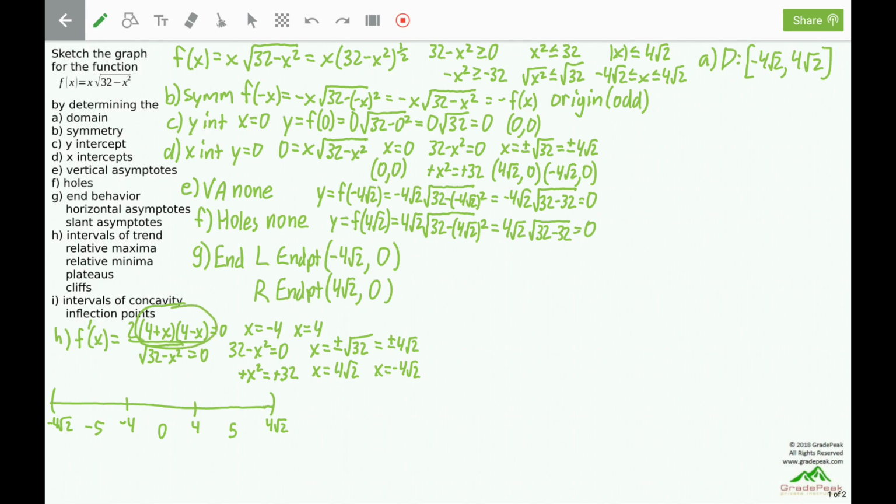Starting with the test value of negative 5, 4 plus a negative 5 is a negative. 4 minus a negative 5 is 4 plus 5, which is a positive. Negative times positive is negative. We have a negative first derivative. This corresponds to a decreasing trend.